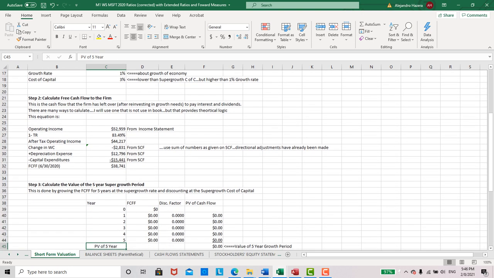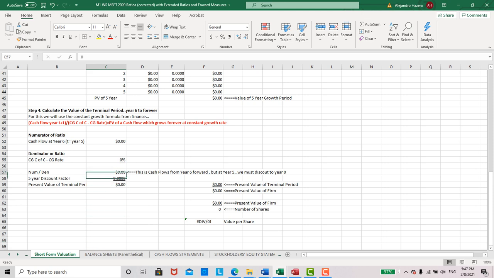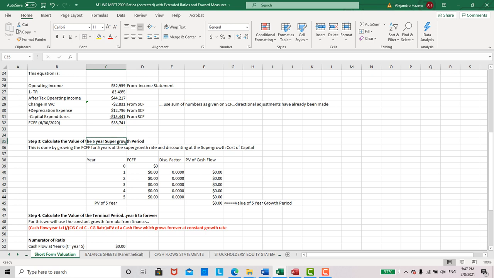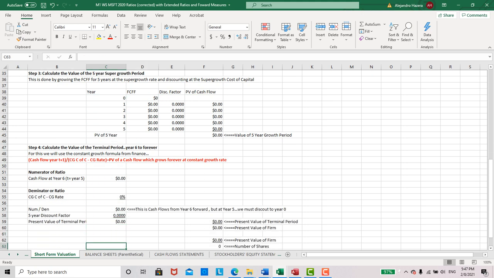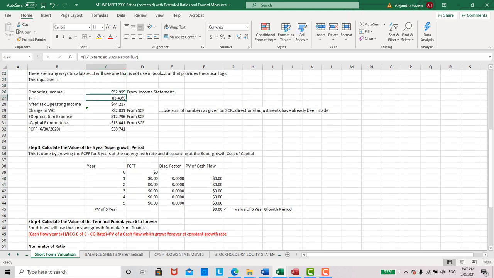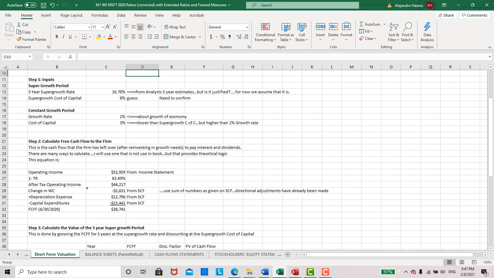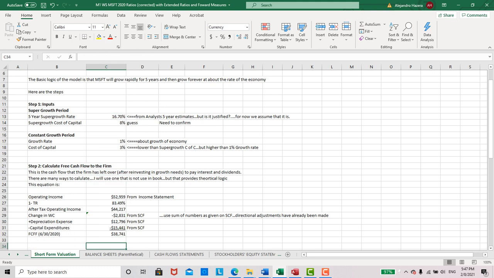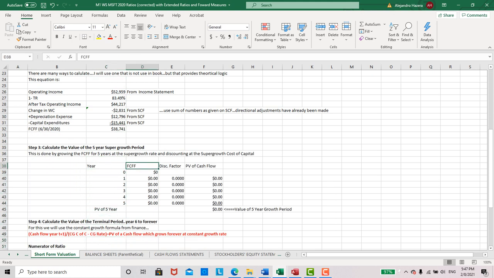Now we're going to have two periods in our stock valuation here, the two-stage model. The first is a super growth period, and that's what we'll do in this video. In the next video, we'll do the terminal price and come up with the final price. So in valuing the super growth period, we're going to grow the free cash flows at the rate of 16.7% for 5 years and basically discount them using the 8% discount factor.